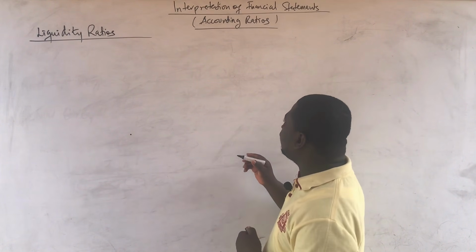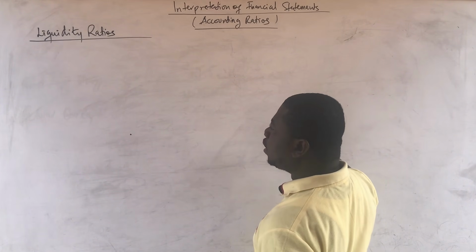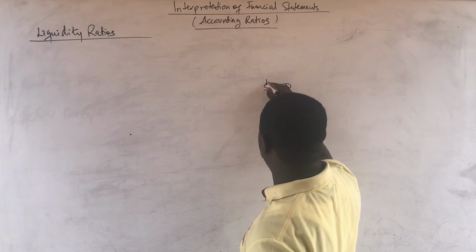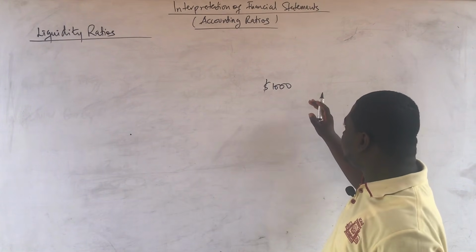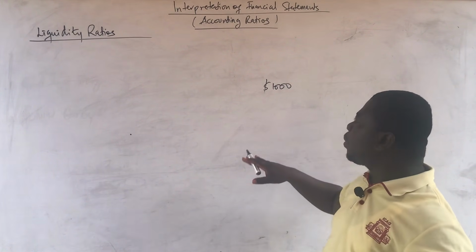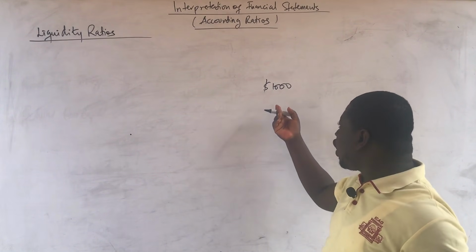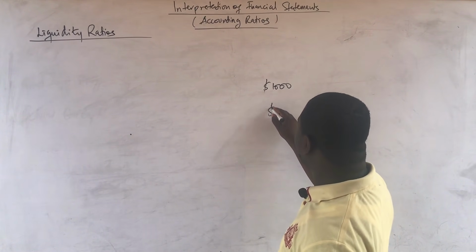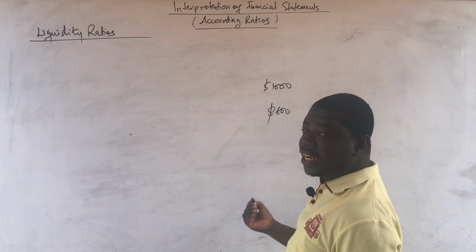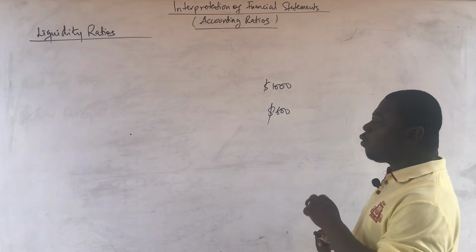Okay, so if I have current assets of $1,000, I expect that these are my resources. This is what I have. I expect that I shouldn't be owing people more than 1,000, because if I owe more than 1,000, where am I going to get the difference to pay? So it's expected that I'm owing less, let's say 600 or even lesser. Okay, now that is what we are going to analyze.